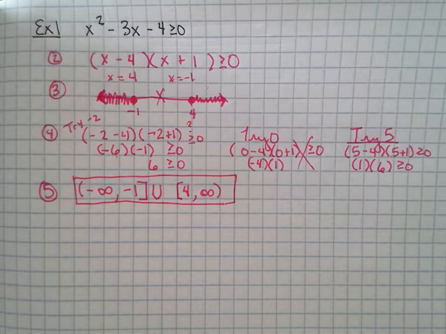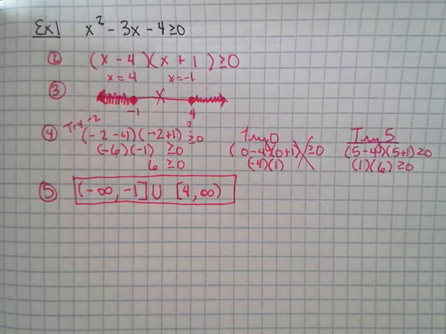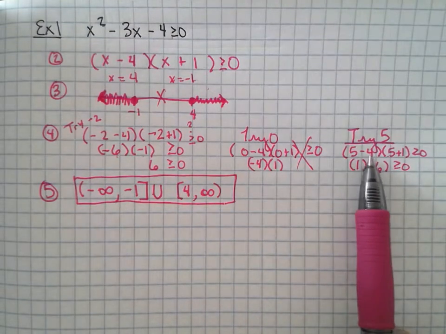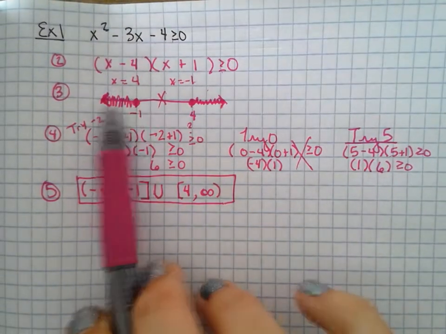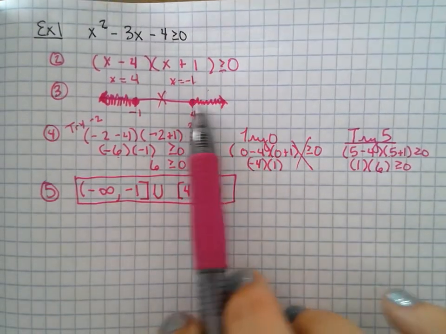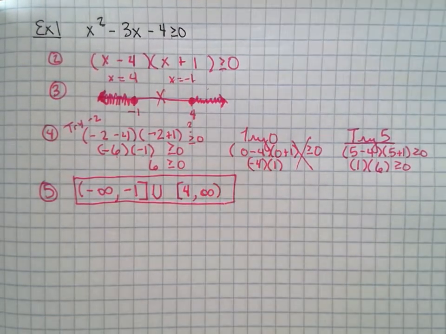Yes, ma'am? Is that all that we did? That's it. That's done. Deep breaths. Any questions? Ms. Cleveland, how did we get from this step to this step? Why did we do the 5 again? We needed to pick a number on the left side, we needed to pick a number in between, and we needed to pick a number on this side. Oh. 5 was on this side of 4. You could have picked 6, you could have picked 100. Okay?